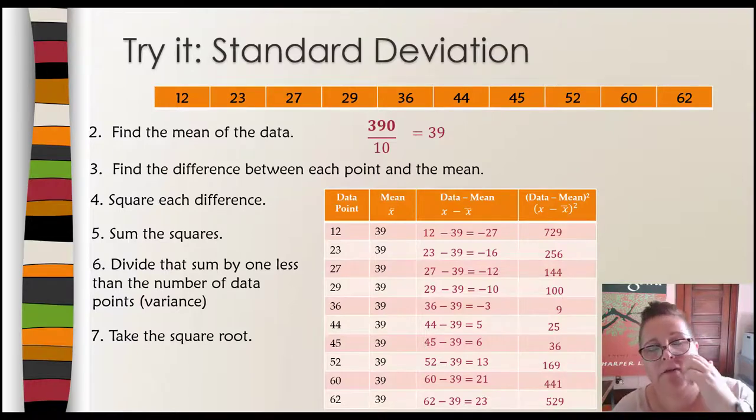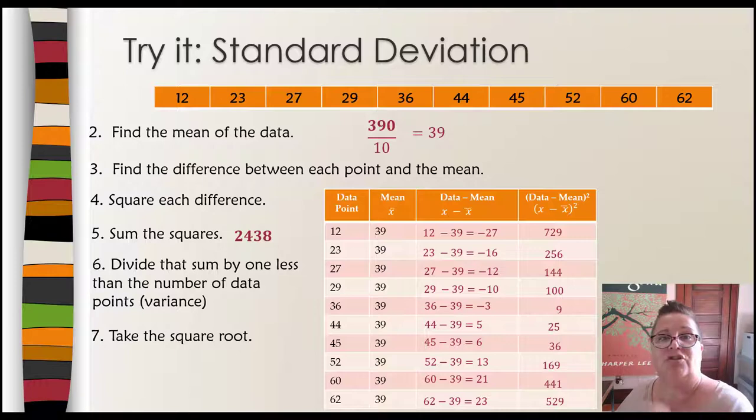So if you're adding stuff up and you get that 0, you're adding up the wrong column. You need to add up the squared column, the x minus x bar squared. Add up that column, all right? So here we go. If I add up the 729, the 256, the 144, the 100, the 9, 25, 36, 169, 441, and 529, I am doing what's called the sum of the squares.